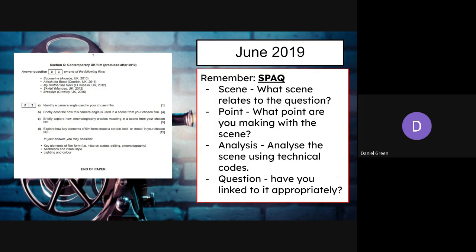D, explore how key elements of film form create a certain look or mood in your chosen film. You may consider key elements of film form. So you can literally talk about mise-en-scene, editing, cinematography in any way you want, aesthetics and visual style, lighting and colour. Now, I'd be focusing in on, for Skyfall, the ideas of blues and oranges and how it displays the issues surrounding spying. You've got the idea of the futuristic spying with the blues and silvers in MI6, and then you've got the oranges and browns, which show the nitty-gritty of being a spy and the ground field work, and how that's sort of modern versus traditional.